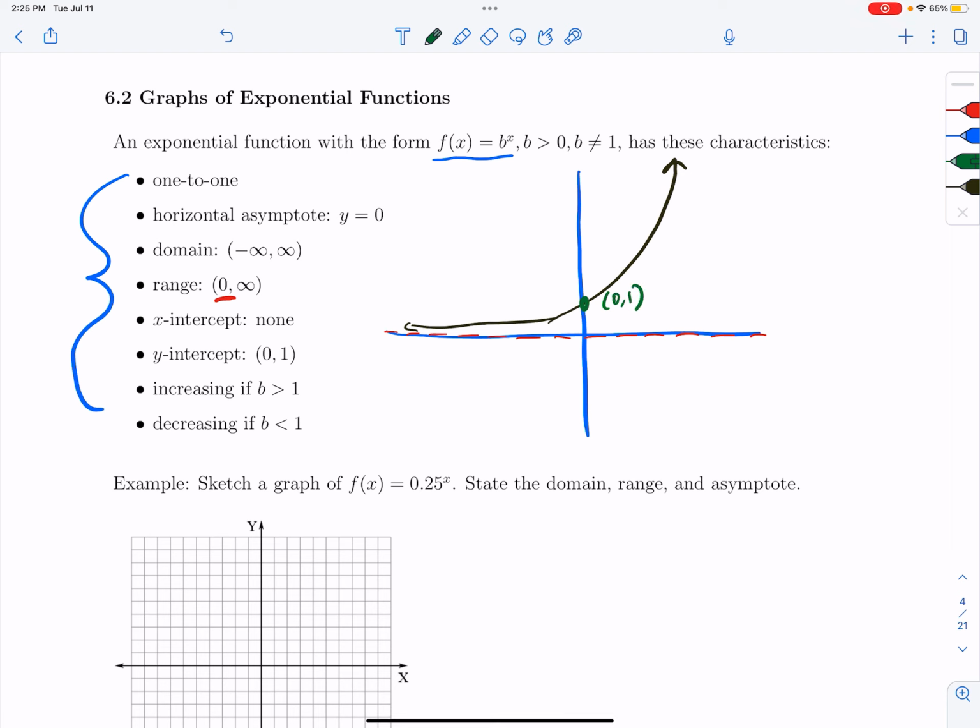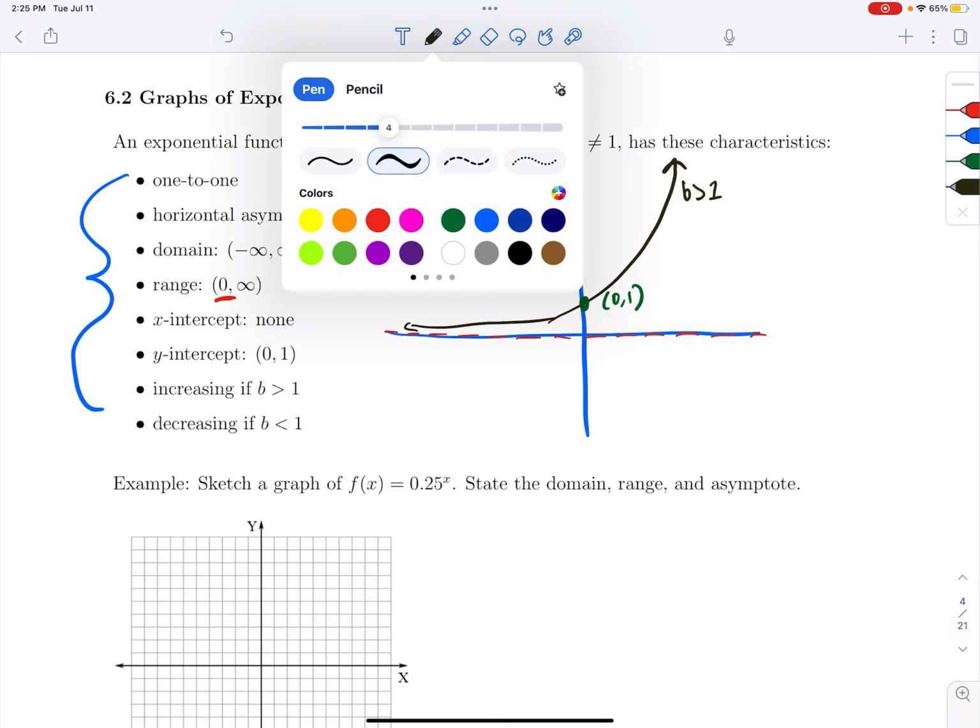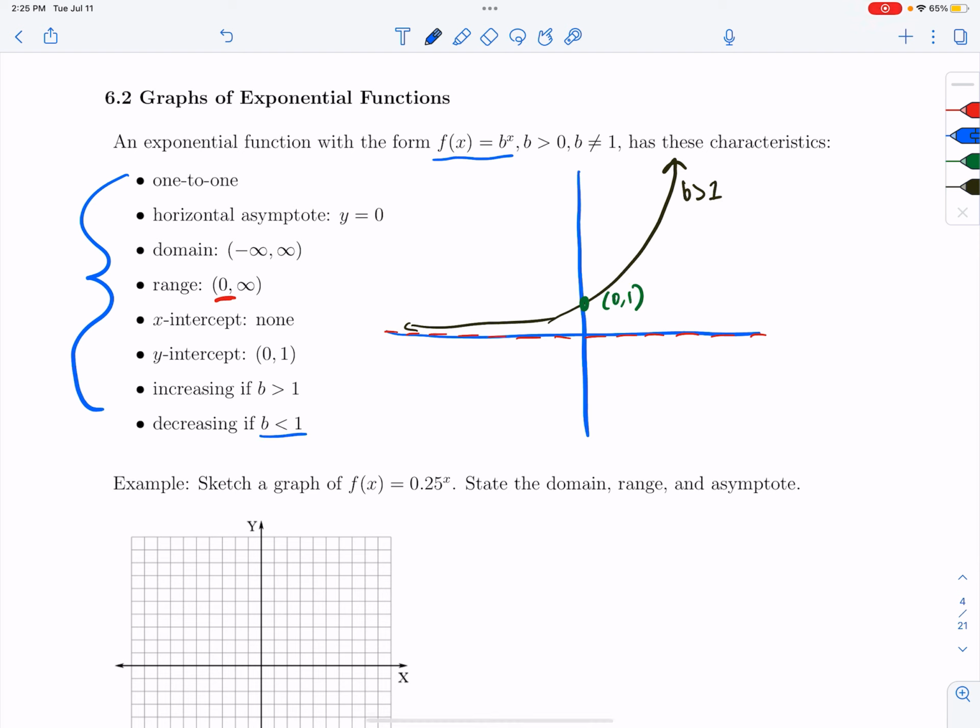Okay, and then if b is greater than 1, this will be an increasing function. So this one that I graphed has a b value greater than 1. If b is less than 1, and really what it should say is b is between 0 and 1, because what we set up here is b is always greater than 0, then we're going to have a decreasing function, and it'll look like this. Okay, and all the other characteristics hold up here. We still have the same intercept, same domain and range, and horizontal asymptote.